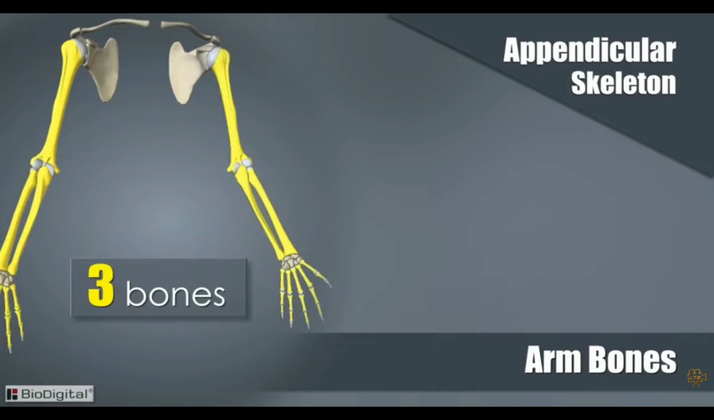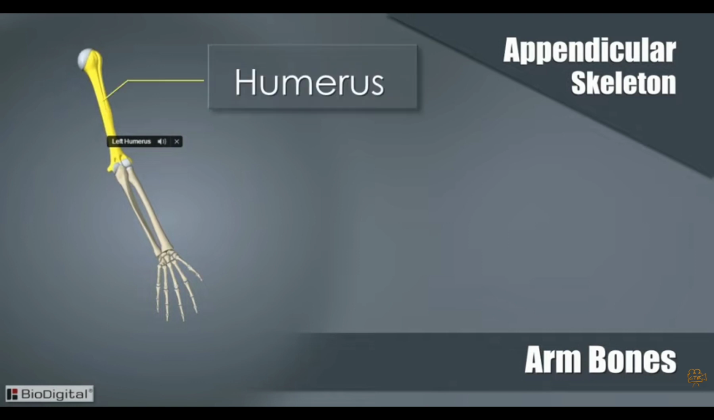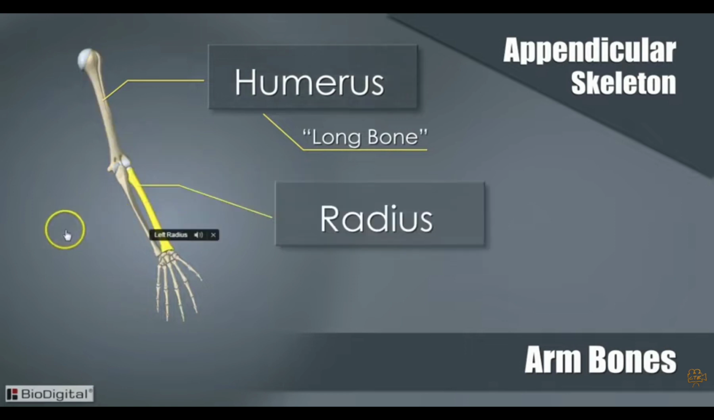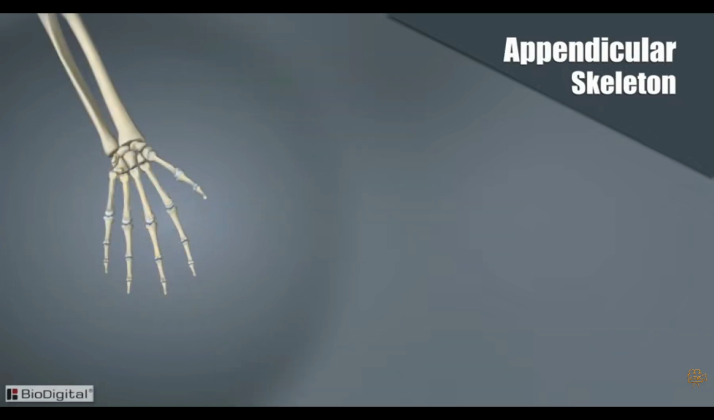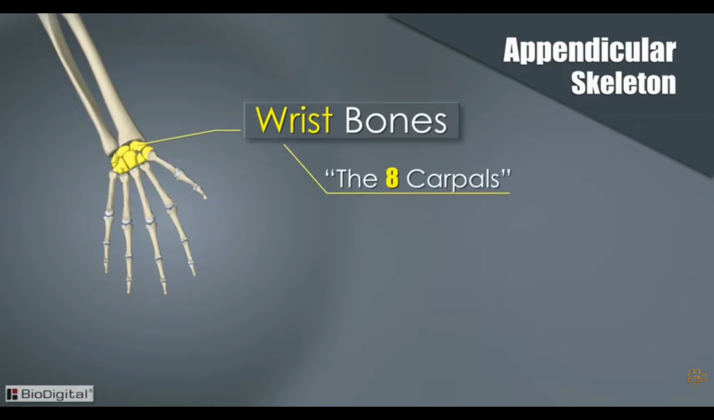The arm is composed of 3 bones. The upper bone is known as the humerus. This is categorized as a long bone. The lower bones, of which there are 2, are called the radius and the ulna. Attached to the radius and ulna are the wrist bones, otherwise known as the 8 carpals.